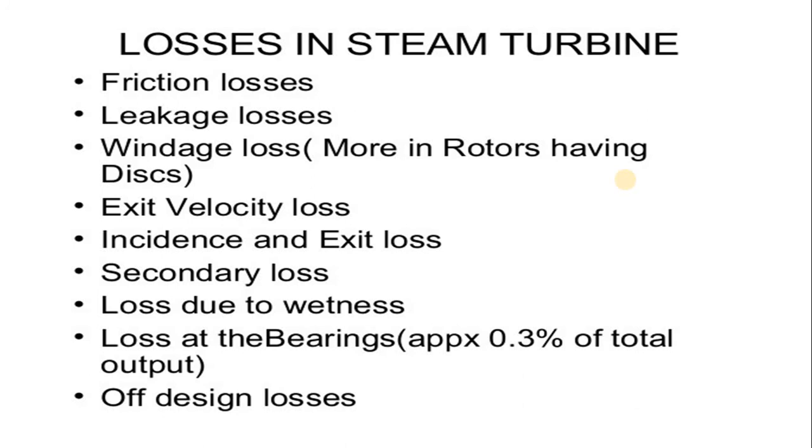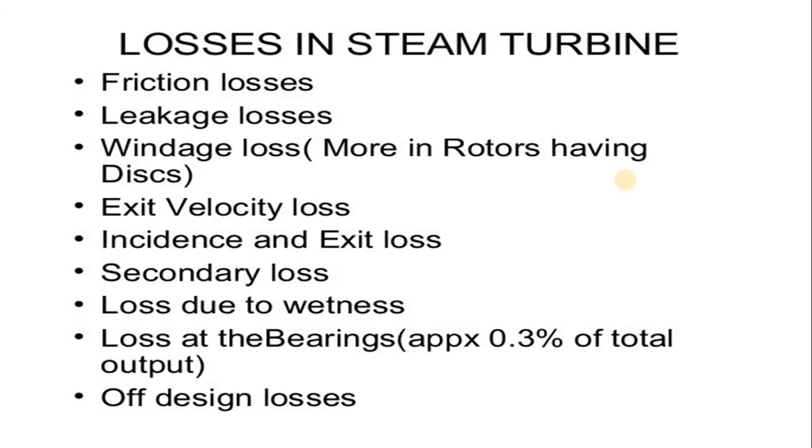The next most important point is losses in the steam turbine. Everywhere there are losses, from the generation of the steam up to the generation of electricity. Here we will only discuss the losses in the steam turbine. These are the important losses. First is friction loss, which occurs when the steam comes in contact with the nozzle, the moving blades and the fixed blades. Then there are leakage losses.